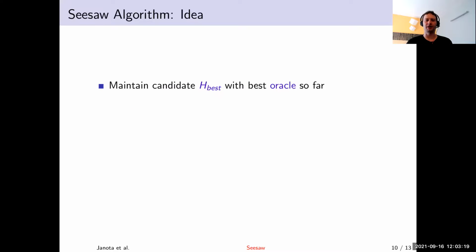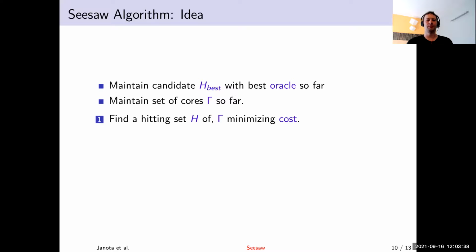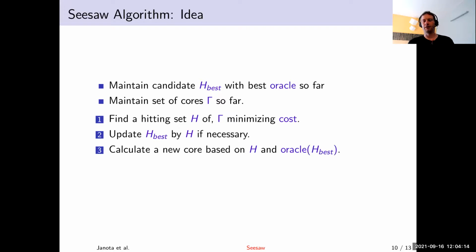So, okay, now what's the general form of the Seesaw algorithm? We always maintain some candidate for the solution, the best value of the oracle seen so far. We also maintain all the cores we have seen so far. And then we loop by first finding a hitting set of all the cores we've seen so far, while minimizing the cost. So we should not forget about the cost, which is the function that is white box. We can see what's inside. We can find it by a SAT or an ILP solver. And then we might update the value of the best candidate if we had improved the value of the oracle. And then we calculate a new core based on the current candidate and the current best value of the oracle function.